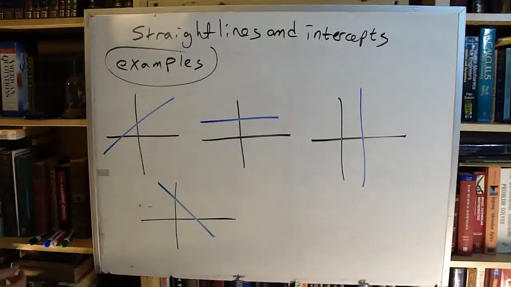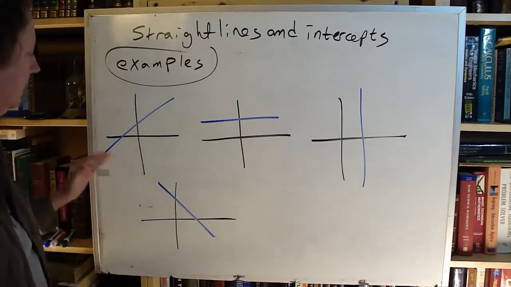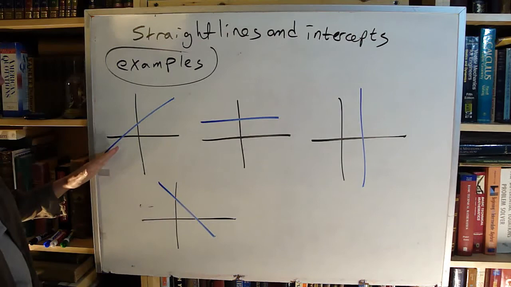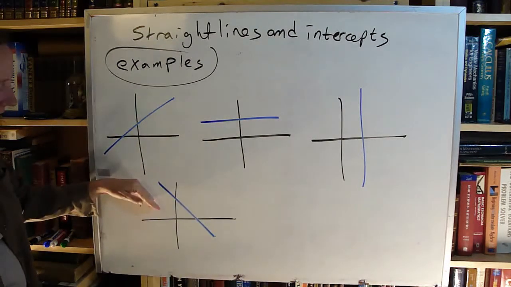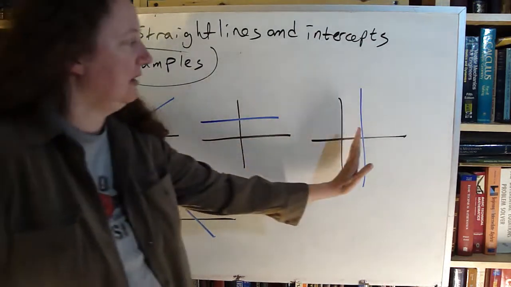Here we have some straight lines and intercepts, examples of their graphs. So here we have a positive slope and a negative slope. Here we have a horizontal line and a vertical line.